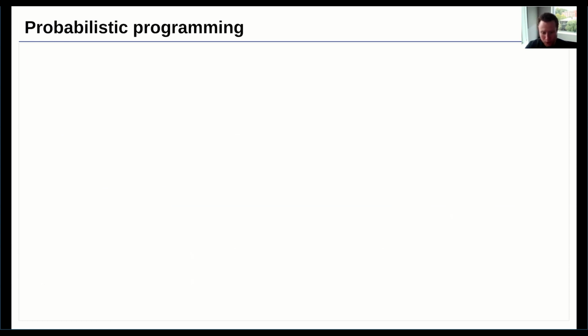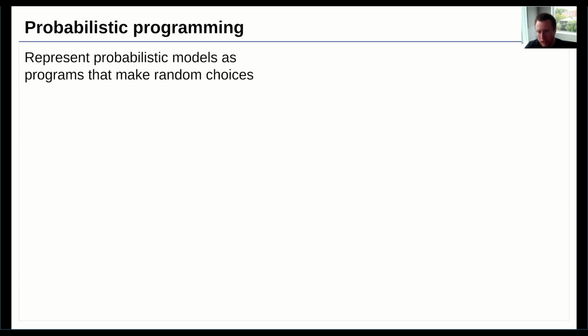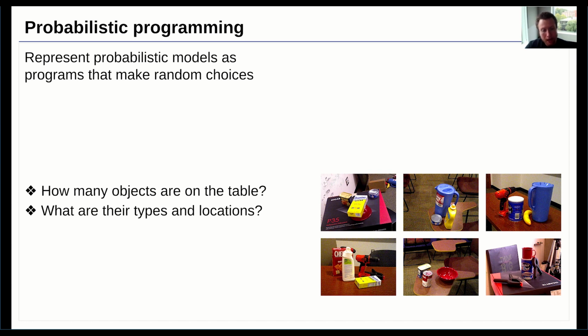So now that I've introduced a few application areas where probabilistic models are used, I'll next explain how probabilistic programs let us express very flexible probabilistic models. And the way that I'll explain this idea is by way of an example. So here I have some images of objects on a table, and suppose our goal is to build a system that takes one of these images and infers how many objects are on the table and what are their types and locations.